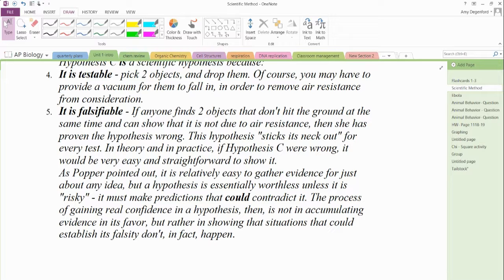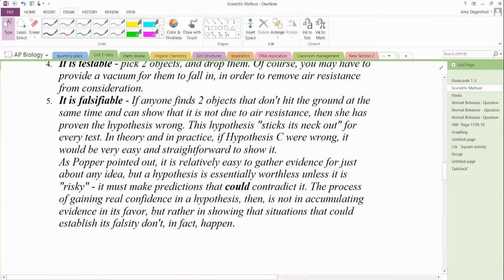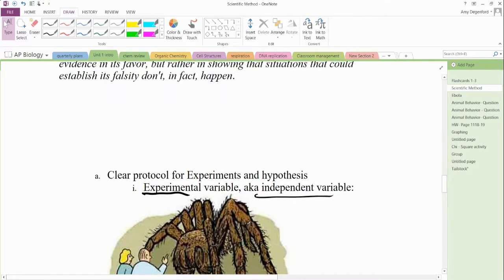As Popper pointed out, it is relatively easy to gather evidence for just about any idea, but a hypothesis is essentially worthless unless it is risky. It must make predictions that could contradict it. The process of gaining real confidence in any hypothesis then is not in accumulating evidence in its favor, but rather in showing that situations that could establish its falsity don't in fact happen. And that is something that a lot of people don't understand.